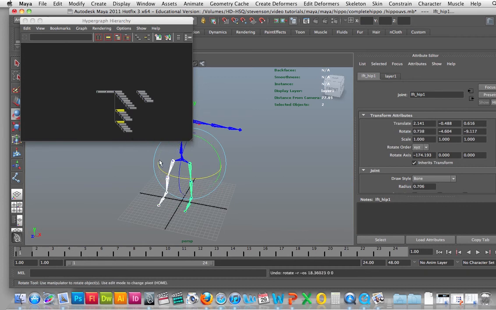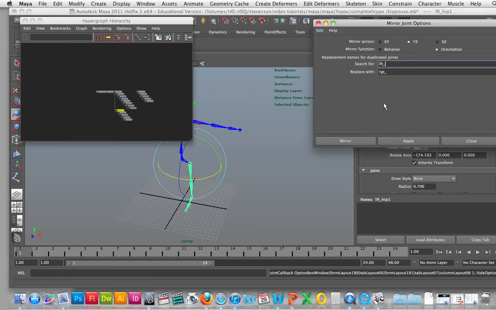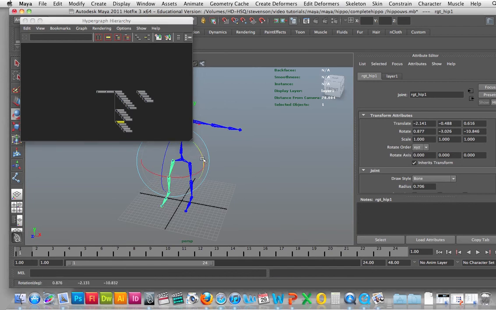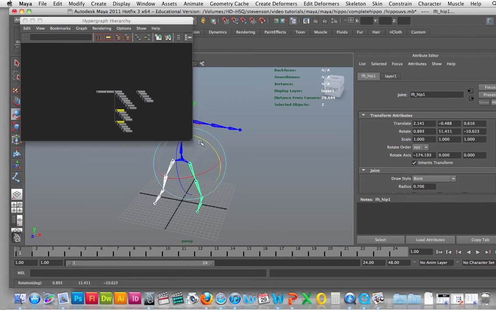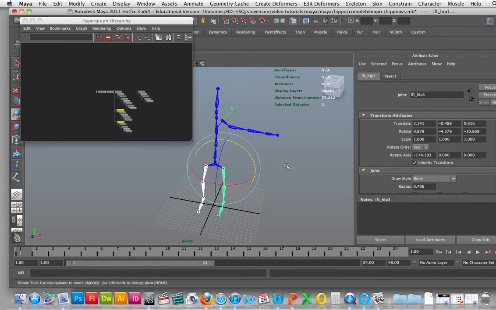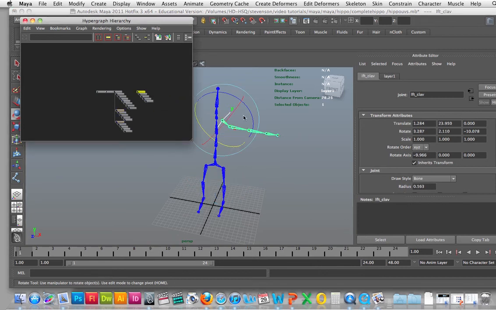I'm going to take the left hip again, and I'm going to mirror it over. This time I'm going to mirror it over with behavior. So I mirror that over, and I select both of them and move them, and they mirror the behavior of the other, which is what you will require when you're trying to animate a two-legged character.